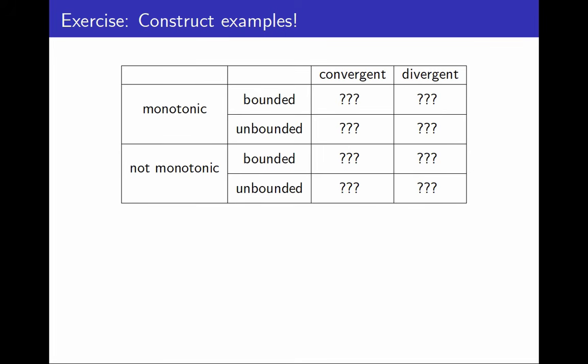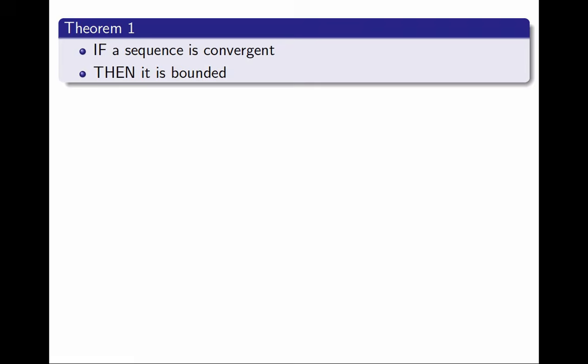Have you tried? If so, you probably noticed that some of the examples seemed impossible. Indeed they are. There are 3 important theorems that summarize all the restrictions we have. I will introduce them now. First, if a sequence is convergent, then it must be bounded. This is theorem 1.